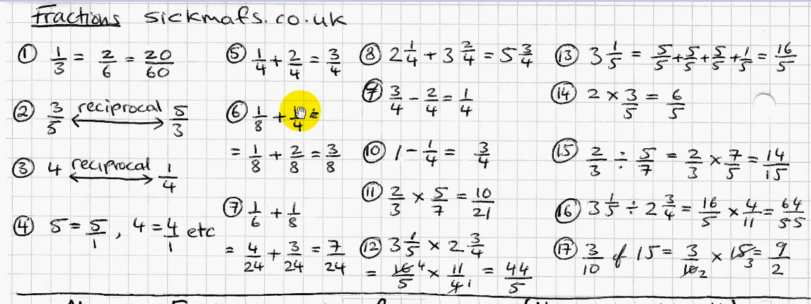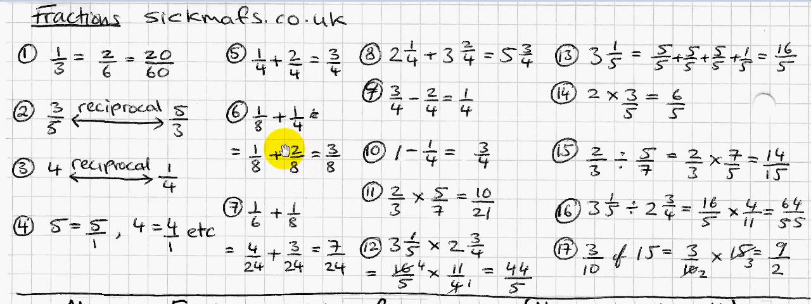Notice I don't add or take away to make similar fractions. I didn't mention that. You have to either times or divide. Maybe I did mention that. Anyway, so times top and bottom by 2, you get 2/8. And so 1 times 2 is 2, 4 times 2 is 8.